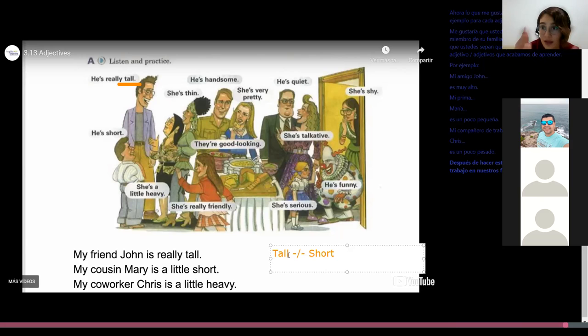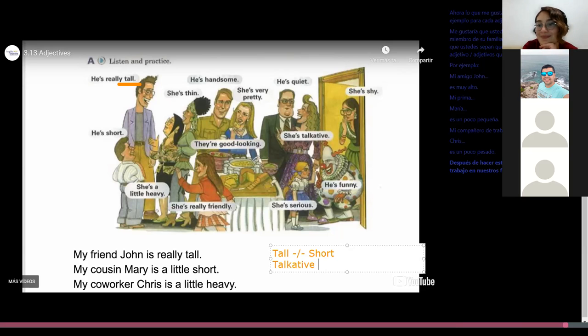What about... let's see. Estas las tenemos las dos aquí. El contrario de talkative. Teacher. Yes. Teacher. Y donde dice she's thin, ¿qué significa? Thin sería el contrario de a little heavy. So you're very thin. Ah, como skinny. Skinny, that's right.